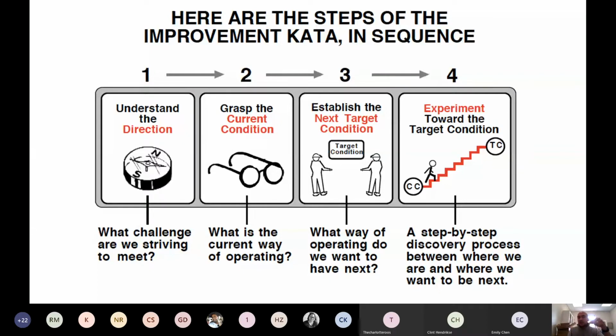Second part is grasp the current condition. What's currently happening in my situation? Why is it happening? Do a situational assessment, do a needs analysis. What do we have? What are our resources? What are our demands? What are the challenges? Do statistics for the last while and try and understand the variation, try and understand what's happening, grasp the situation.